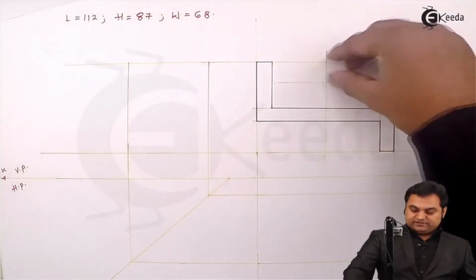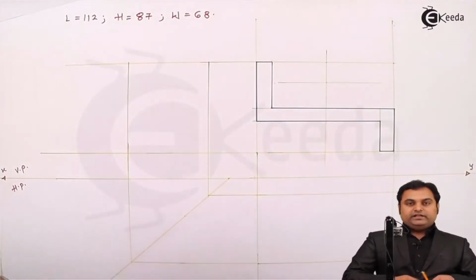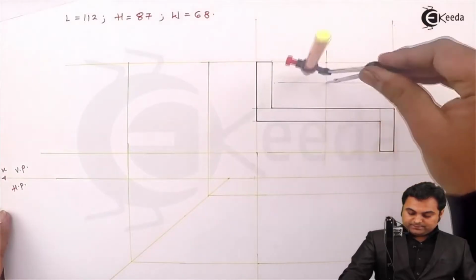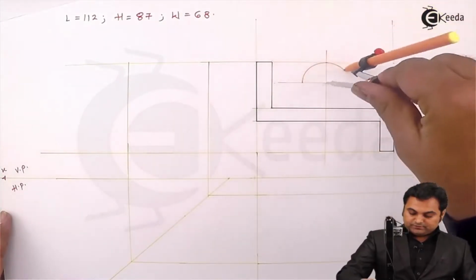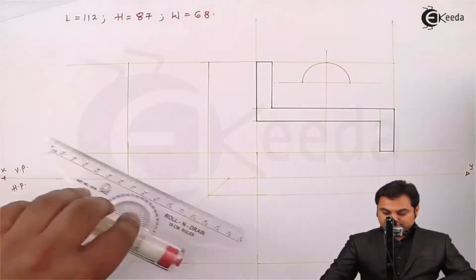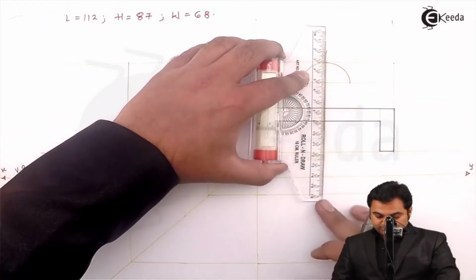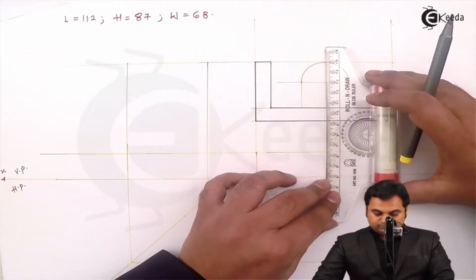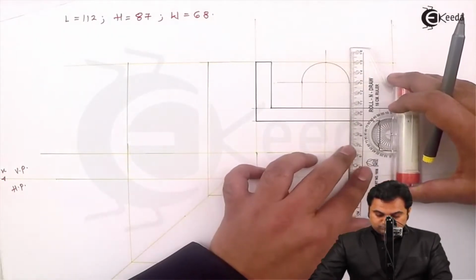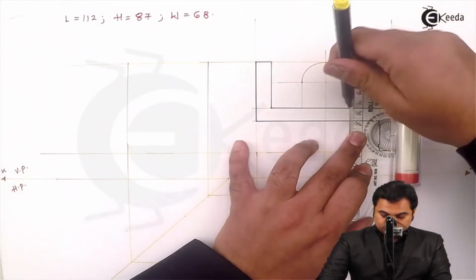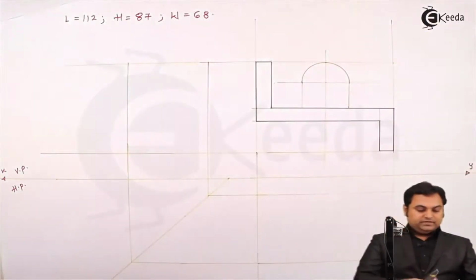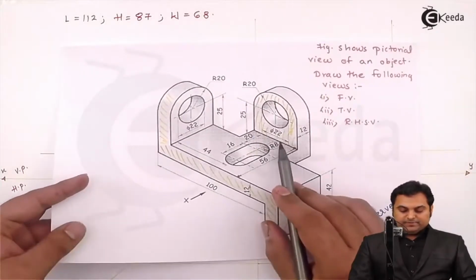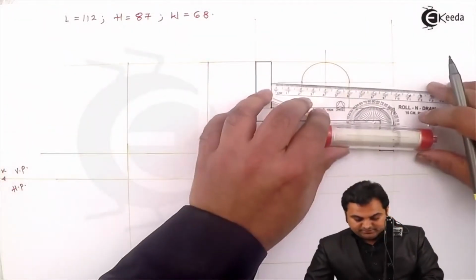This is 25 and the radius is 20. So taking that radius from the center here, I am drawing a light arc, a light semicircle, and then projecting it with the help of a light vertical line downwards. Then inside this semicircle, there is a circle having diameter 22 mm. So here I'll mark the radius as 11 mm.